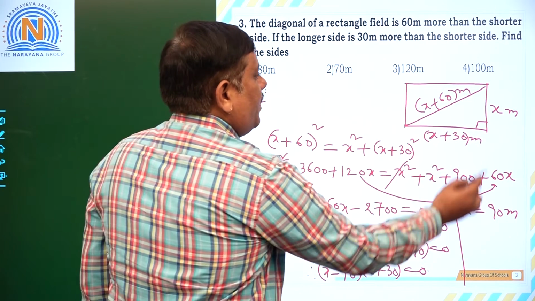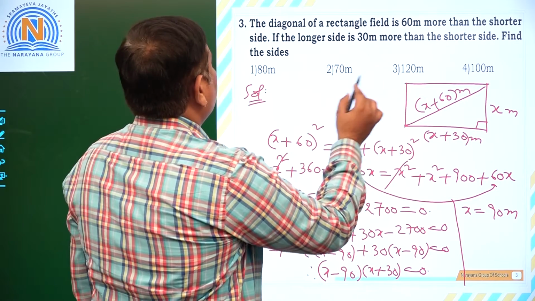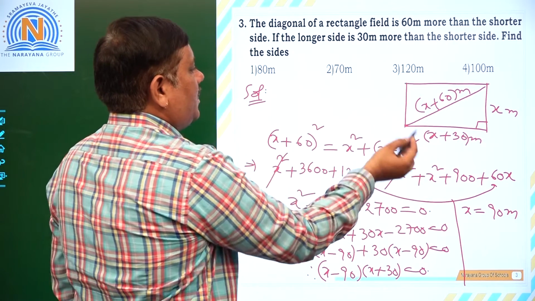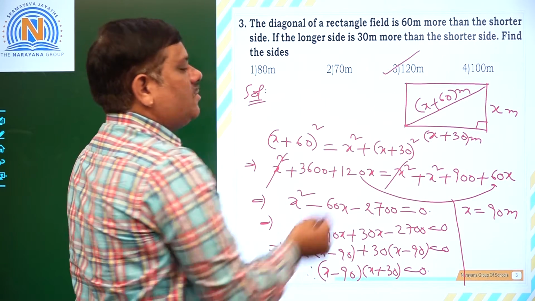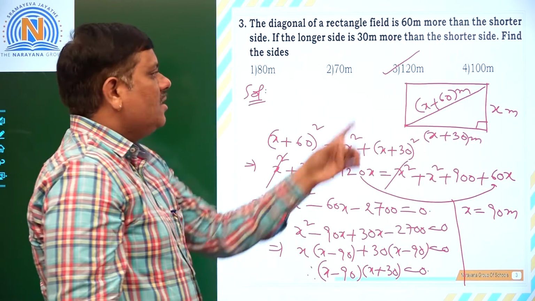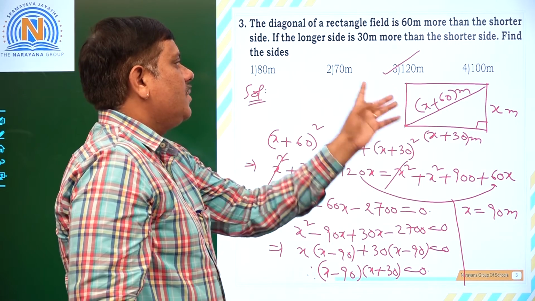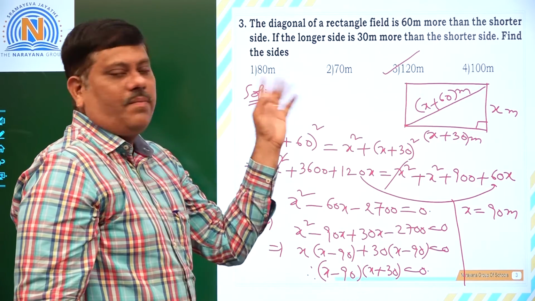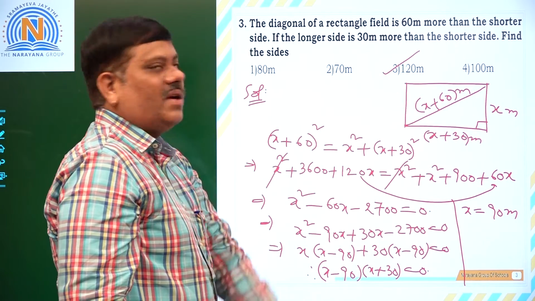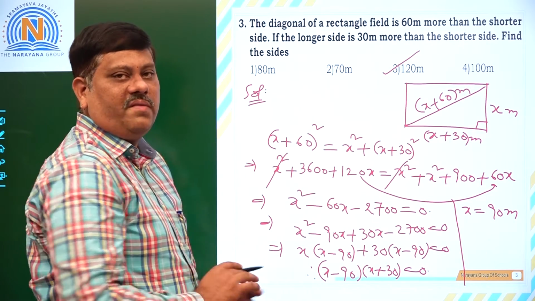If x is 90 meters, what about x plus 30? 120 meters. So 120 meters is a possible side here. X, anyway 90 meters we have, anyway in the options it's not there. So third option can be taken as the right answer. Otherwise diagonal is x plus 60, anyway he is asking about the sides. So one of the sides possible is 120 meters. That is the length. 90 meters is not there in the answer, so we are not going for it.